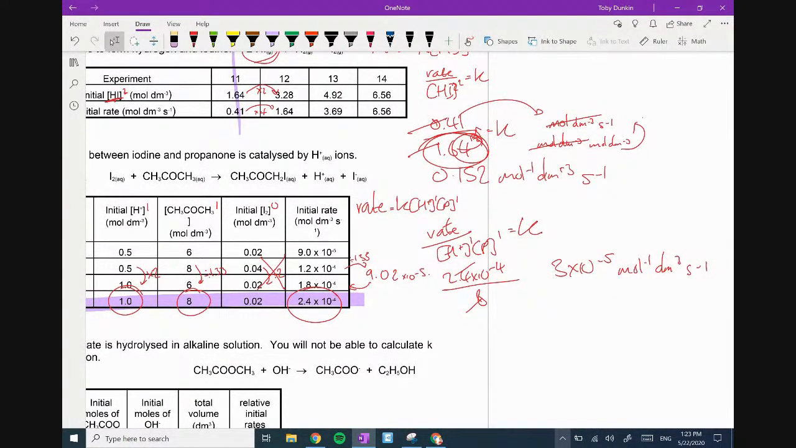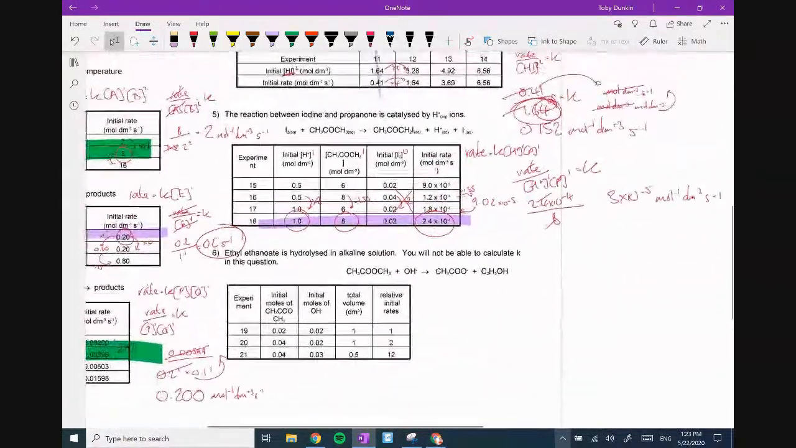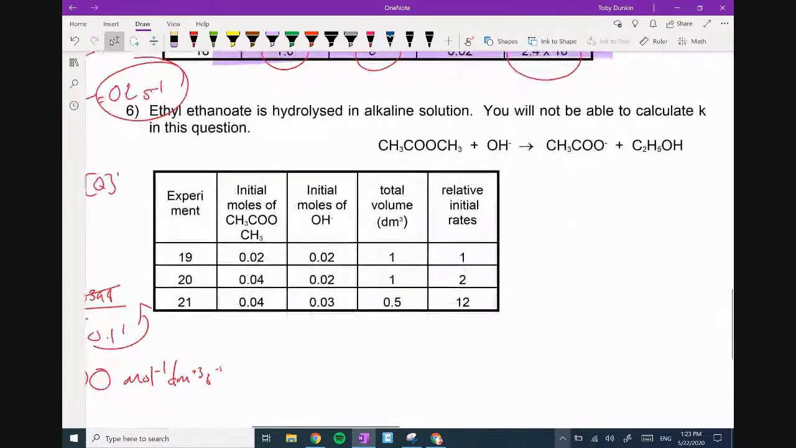First order, 0 order. K is 3 times 10 to the minus 5, moles to the minus 1, dm to the 3, s to the minus 1. I don't mind how you do it. Doesn't make any difference to me as long as you know how to do it. Good job, Winkit. Thank you.